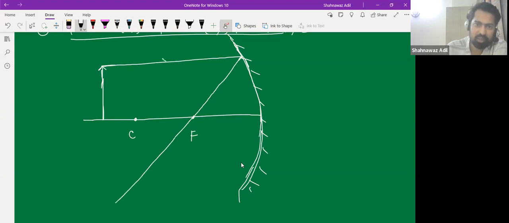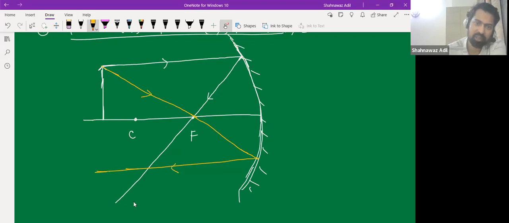So this is the first image formation law, and then we have the second one, which says that light going through the focus will pass parallel to the principal axis, right? Okay, and the third one is this one.